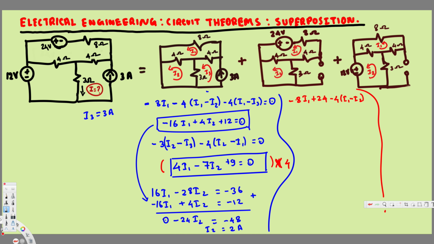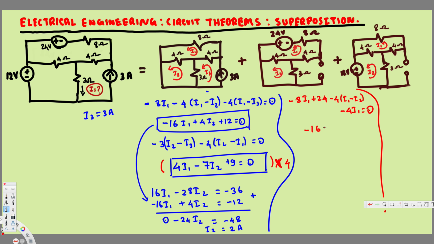In this 4 we have only I1, because now since we have removed this current source, we don't have anything going through this one. We don't have I3 mesh, so we don't have to worry about that one. We're just going to have this I1 and this 4. So that's going to be just minus 4 I1. That is equal to 0. And if you simplify this one, you should get minus 16.